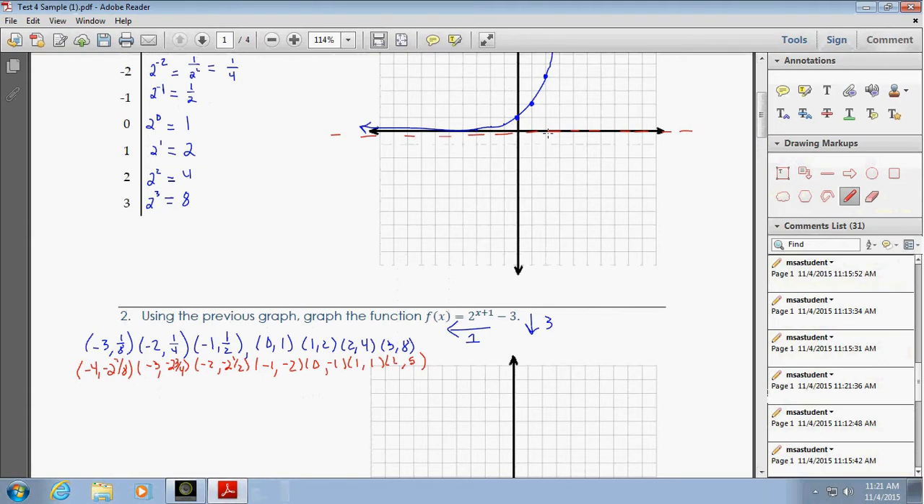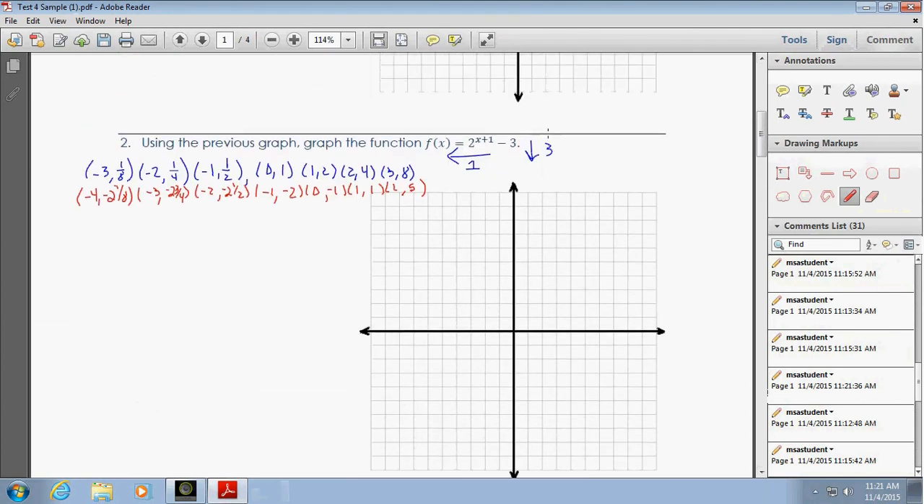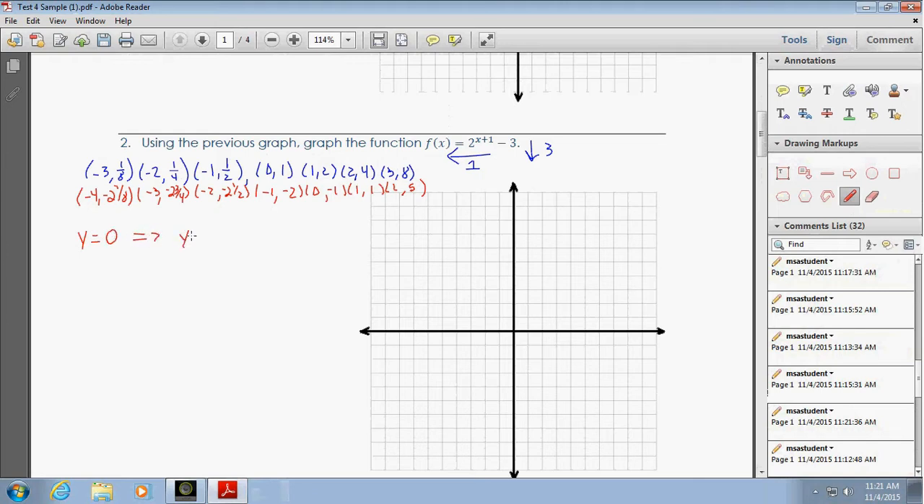The horizontal asymptote has to be shifted as well, right? So that's only the up-down shift. It doesn't shift left or right, right? So if y equals 0, it becomes y equals negative 3. So we can go 1, 2, 3.